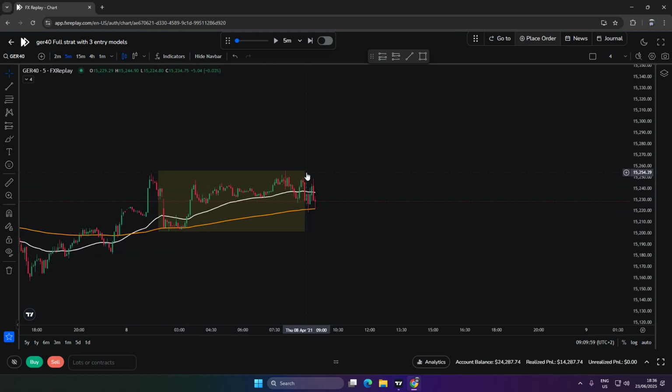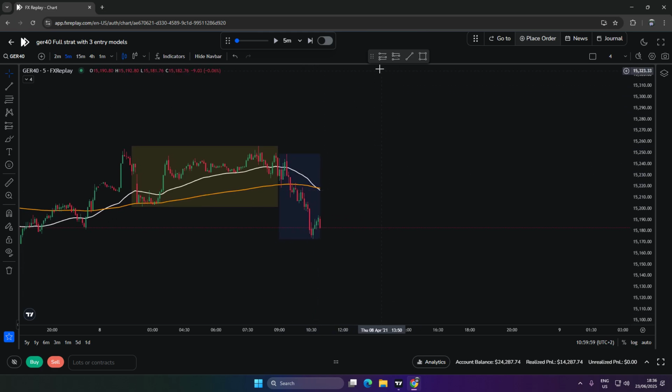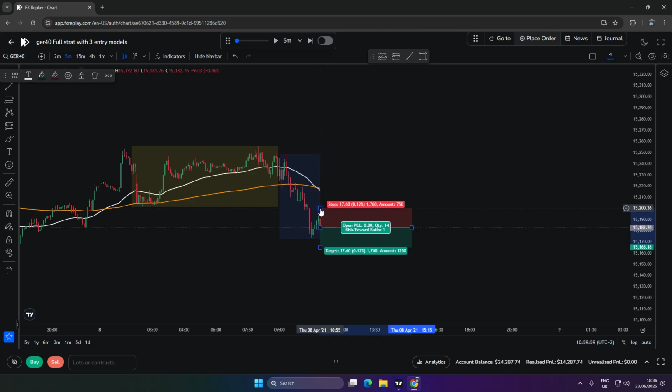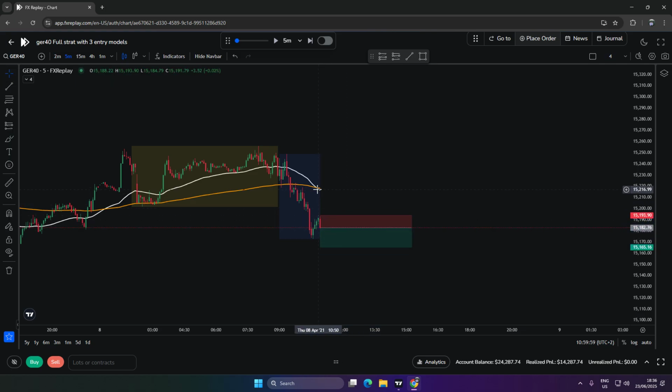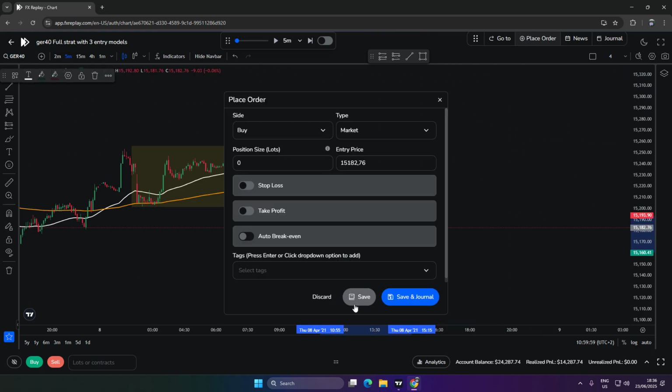We look for a buy trade. Okay, you see it crosses in the London session, so we look for the first candle takeover. So this is the first candle takeover. 2R, then we place an order.